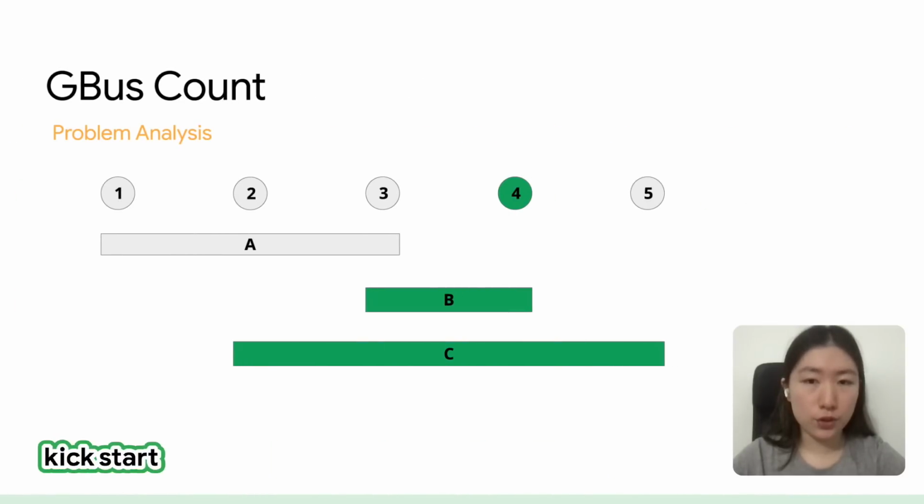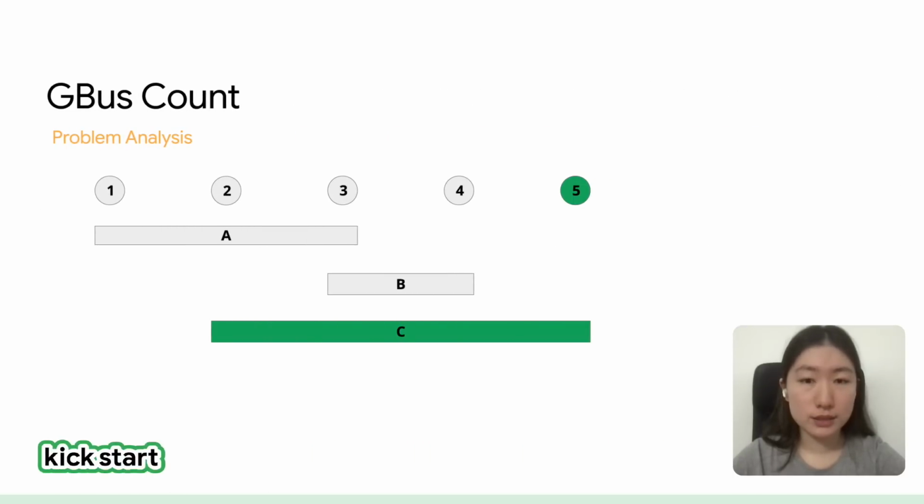At city 4, we are out of the serving range of GBus A, while we are still inside the serving range of GBus B and C. Therefore, the total number of GBuses is 2. At city 5, we are out of the serving range of GBus B, while we are still inside the serving range of GBus C. Therefore, the total number of GBuses is 1.